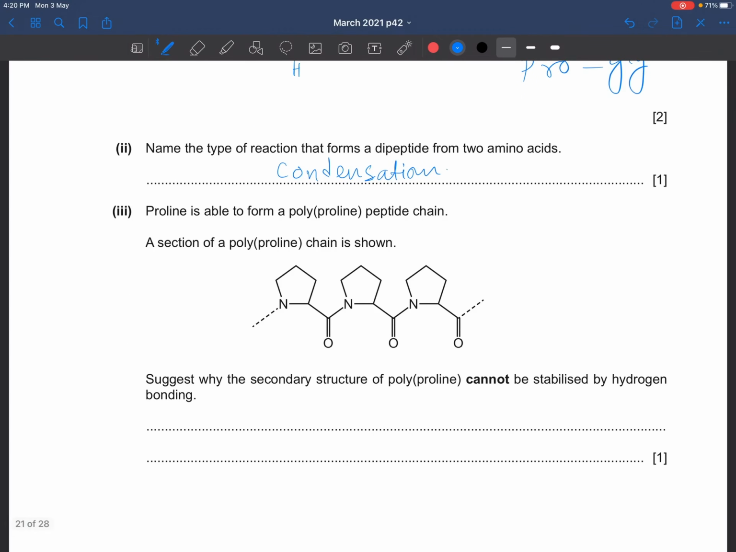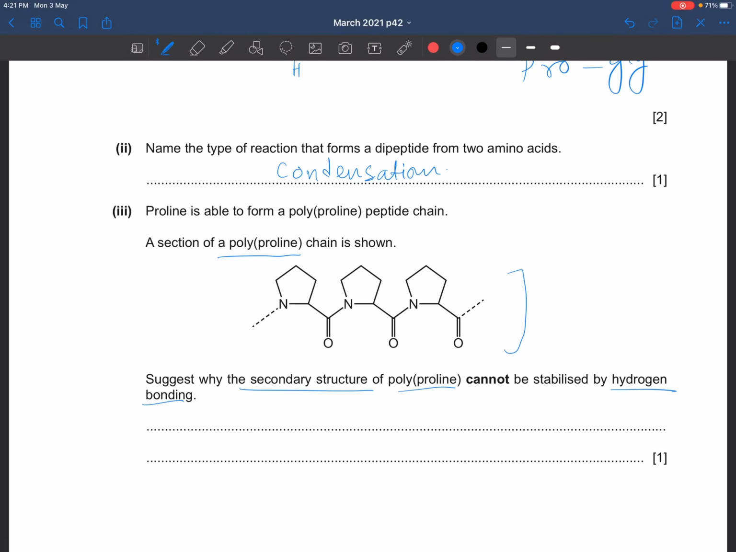Proline is able to form a polyproline peptide chain. A section of polyproline chain is shown. This is a polyproline chain, right? This is a polymer. Suggest why the secondary structure of polyproline cannot be stabilized by hydrogen bonding, right?